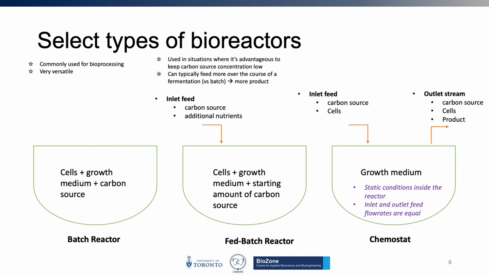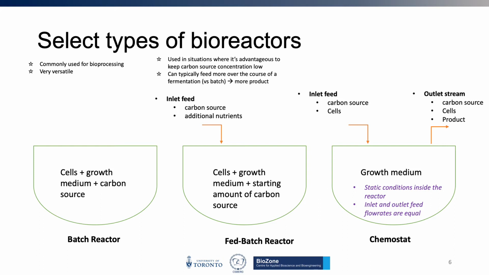And fed batch reactors are used in situations where it's advantageous to keep carbon source concentration low so you avoid overfeeding. So you typically only feed as much as the cells can consume at a given point in time. And this keeps the cells hungry and able to consume more feedstock over the course of the fermentation. Therefore, fed batch processes can make more product than batch processes.